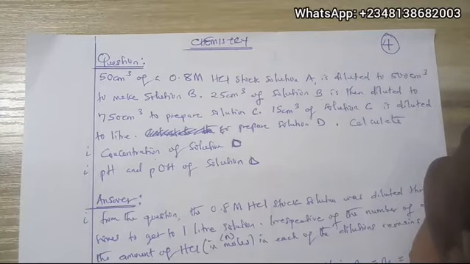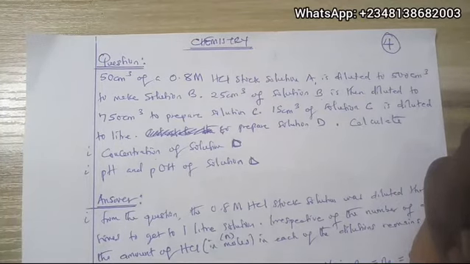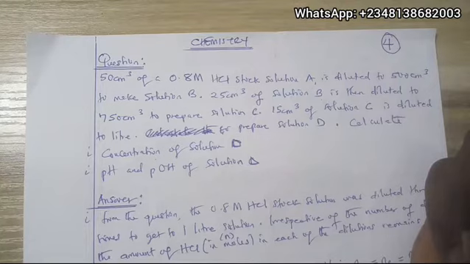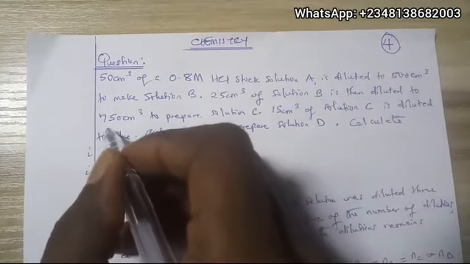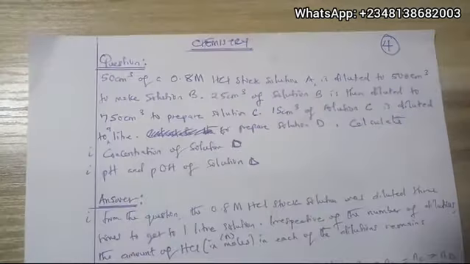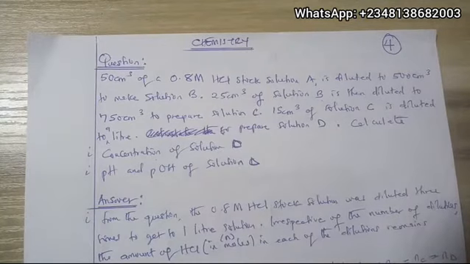We have a question here, and the question says: 50 cm³ of a 0.8 M hydrochloric acid stock solution A is diluted to 500 cm³ to make solution B. 25 cm³ of solution B is then diluted to 750 cm³ to prepare solution C. 15 cm³ of solution C is diluted to a liter, or 1 liter, to prepare solution D.